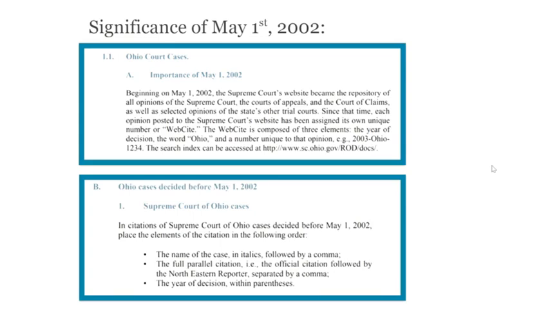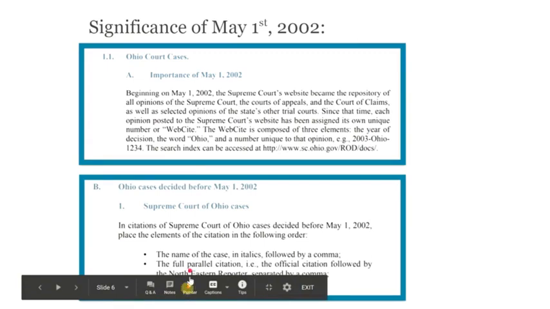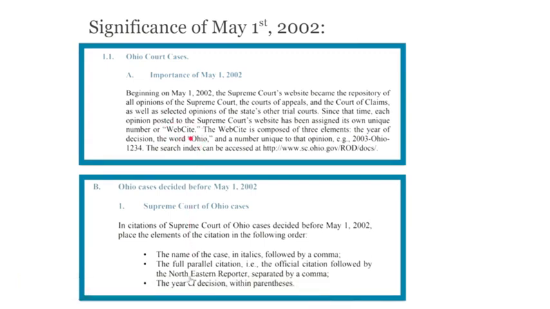So in addition, on this date, every opinion posted to the court's website has been assigned its own unique number, or web cite. And just to show you, when I say web cite, I mean like this here on the screen. And that web cite number is composed of the year of the decision, the word Ohio, and a unique number. And there's an example here. So, 2003-Ohio-1234.